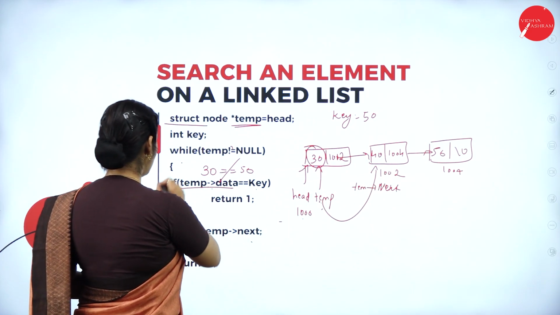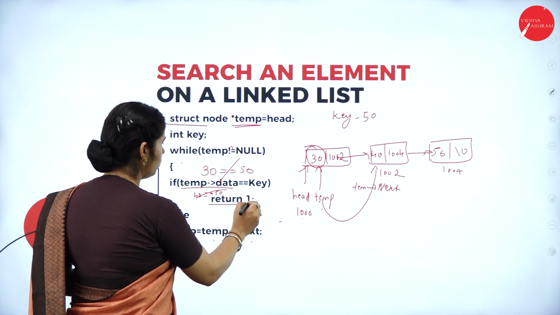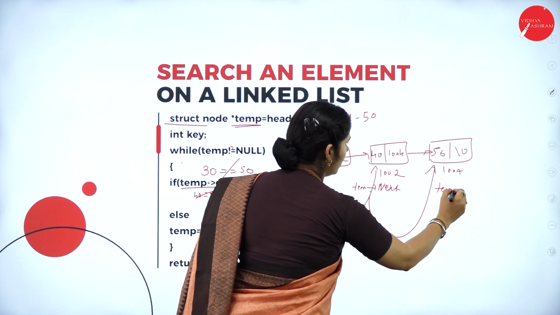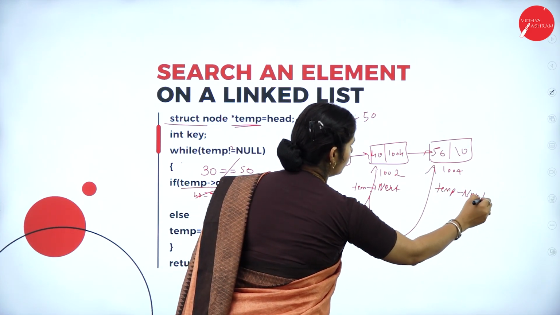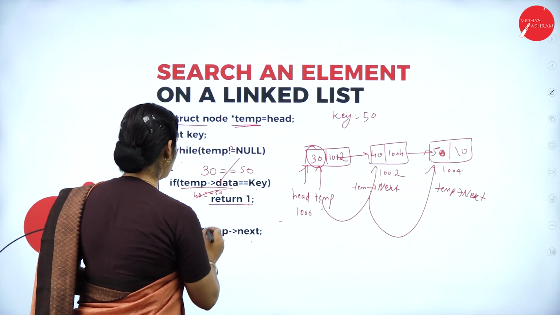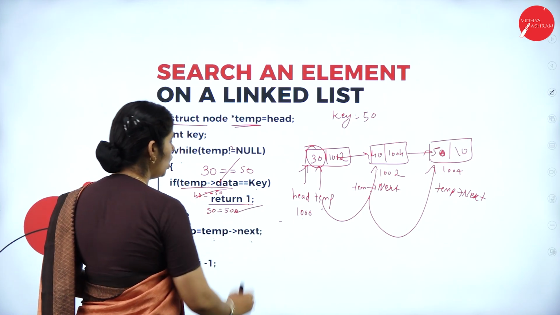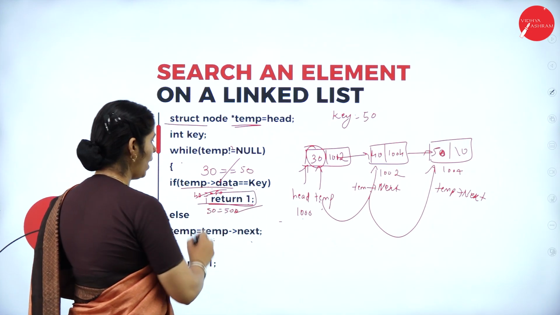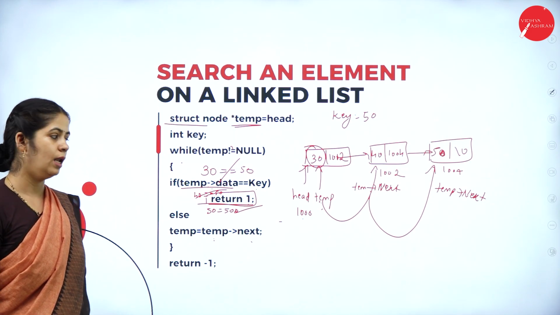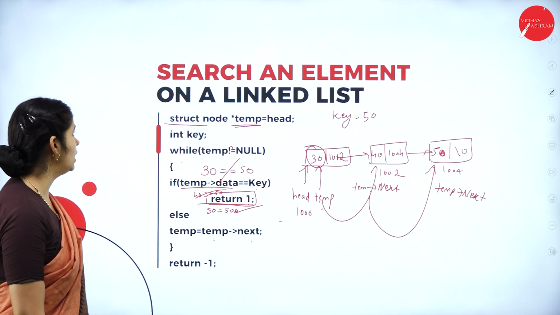Right, now check with the same condition whether 40 is equal to 50. No, it does not return 1. So again it will increase the temp pointer, it will move to temp of next. Now what is the data in temp of next? That is 50, right? Now I am checking 50 is equal to 50. Yes, condition true. Then it will return the value -1, saying the search element is present in the linked list. This is the C code for searching the element in the linked list.